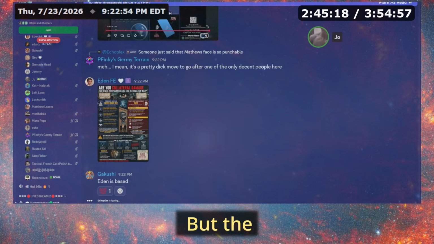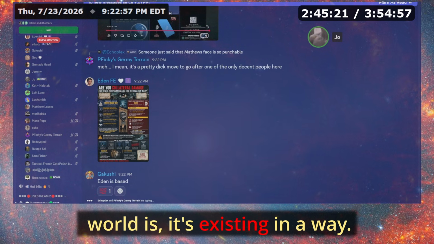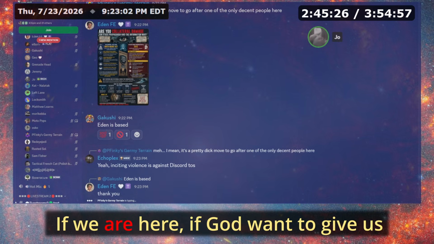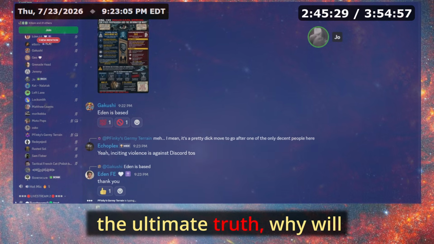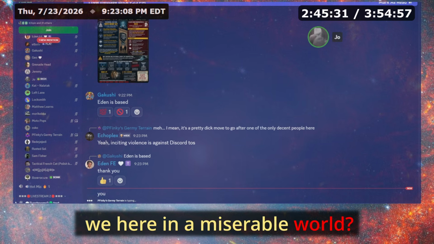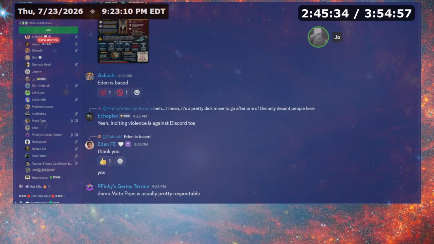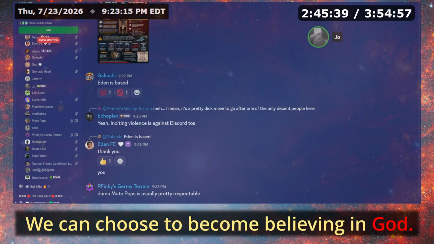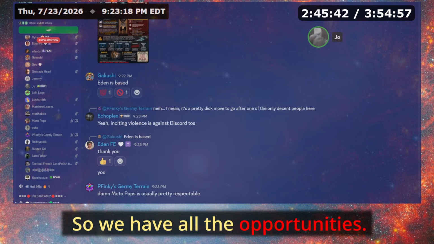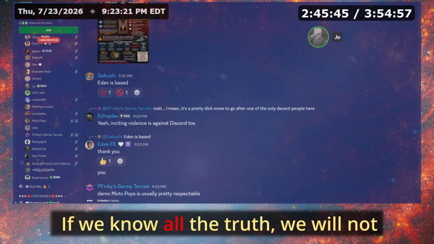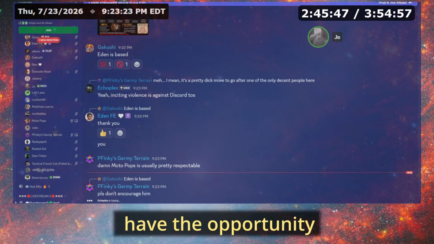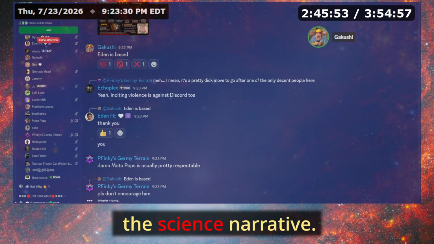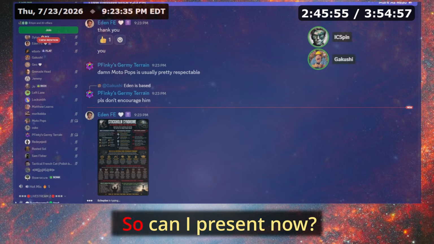But the world is existing in a way that it will deceive you, because we are not here to know the ultimate truth. If God wanted to give us the ultimate truth, why would we be here in a miserable world? We are here without the truth. We are here in delusions. And we can choose to become an atheist. We can choose to believe in God. So we have all the opportunities. Why? Because we are in a deception. If we knew all the truth, we would not have the opportunity to do the things we are doing here. The only problem is if you become an atheist, I don't think you can go against the science narrative. That's the only issue.